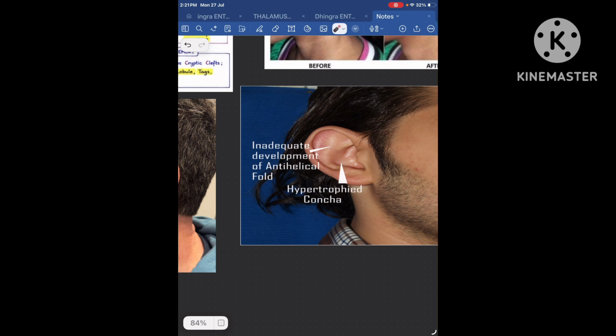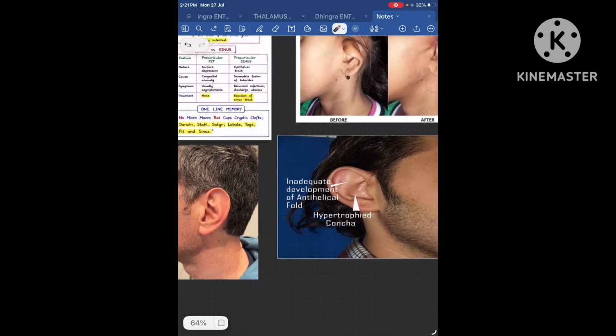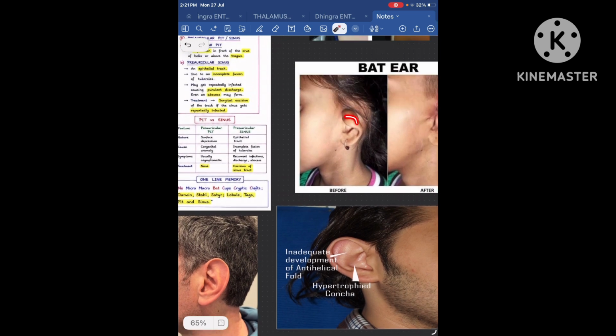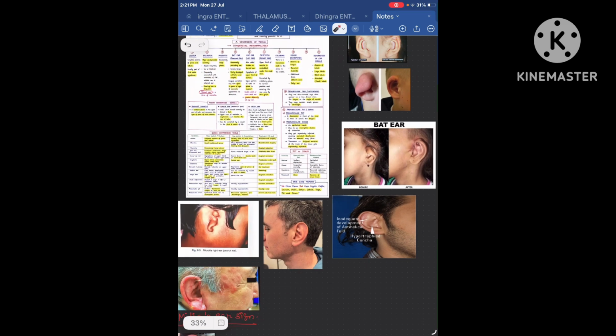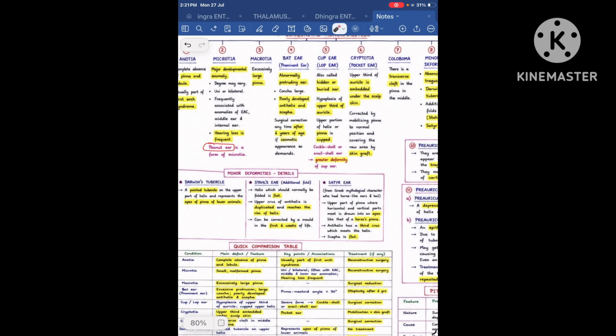Hypertrophy. Guys, these are the things. And the protrusion will be there. Right? Protrusion will be there. More than 30 is beyond normal. This is the protrusion. More than a 30 degree angle is there between the pinna and mastoid. That is the thing about bat ear. You should know. Okay. Bat ear: abnormally protruding ear, concha is large, poorly developed antihelix and scapha. And cosmetic surgery can be done after 6 years.